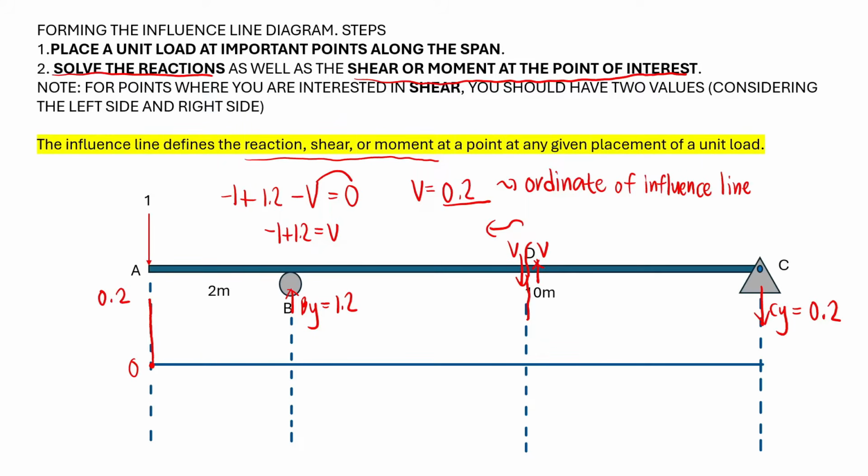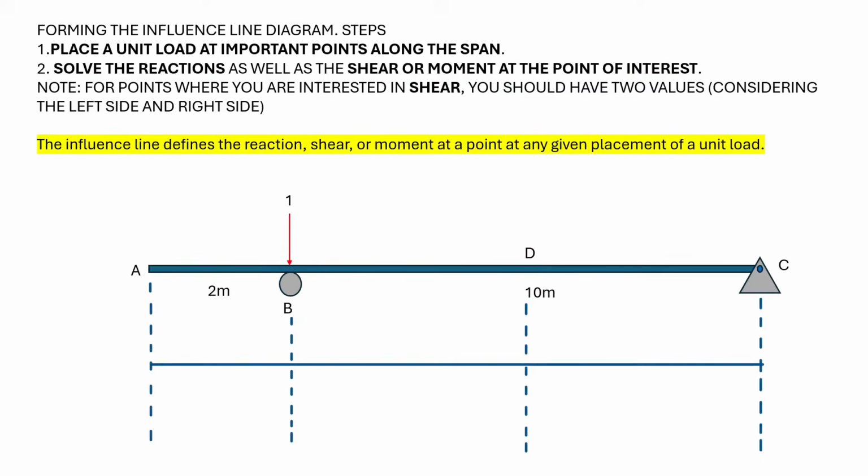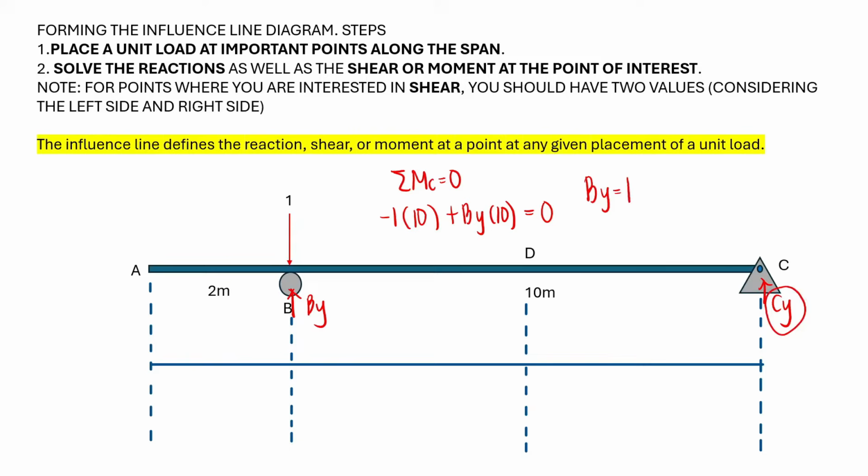Now next, we'll move the unit load at the roller support. And so doing that, we have this. And so now, we need to solve the reactions first. So we have By right here, and then we have Cy. However, since the location of the unit load is directly over the support, then that means that By will actually carry all the loads. However, if I am to show that, we can take moments about C, and then we have minus 1 for this one times 10, and then plus By times 10 equals 0. We have By equal to 1. And so our Cy will become 0 if we'll sum up forces vertical. So this is 1, and this is 0.